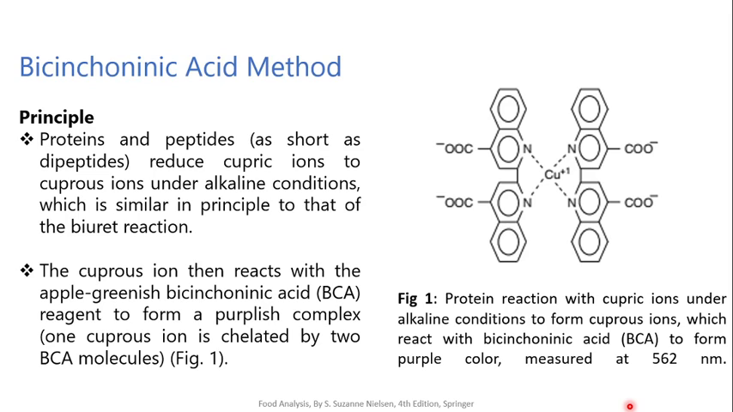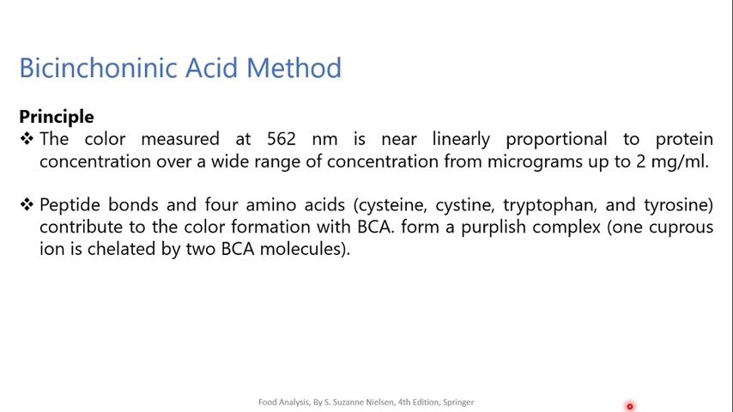So that particular reaction, which is carried out under alkaline conditions and forms the cuprous ions, gives the purple color, and we have to estimate that purple color intensity at 562 nanometers. The color measured at 562 nanometers is nearly linearly proportional to the protein concentration over a wide range of concentration, from micrograms to 2 mg per ml. So here we can determine the concentration over a wide range, from micrograms to mg, that is up to 2 mg.